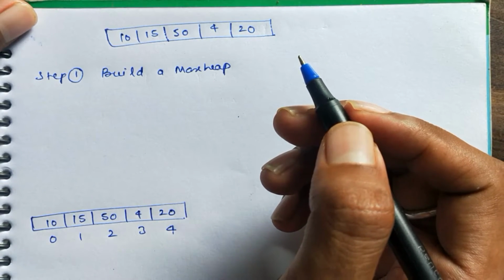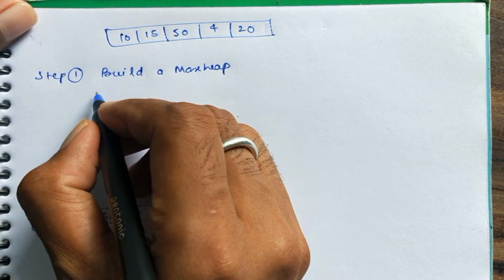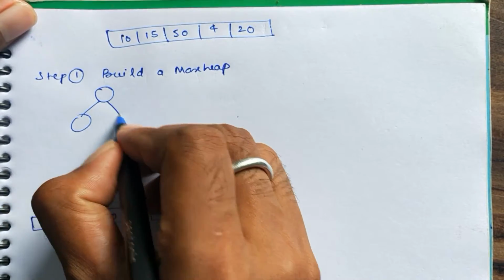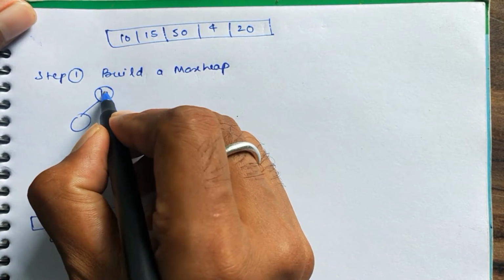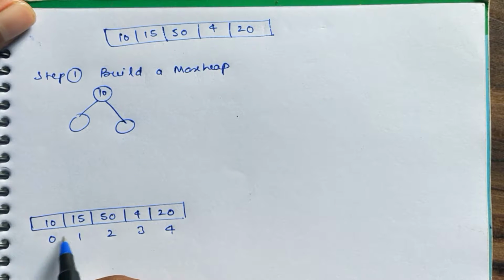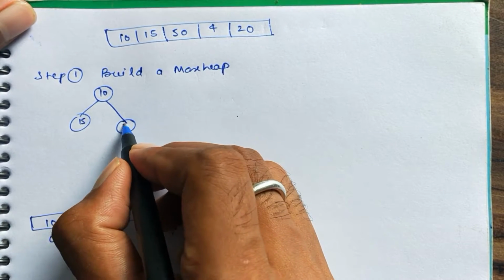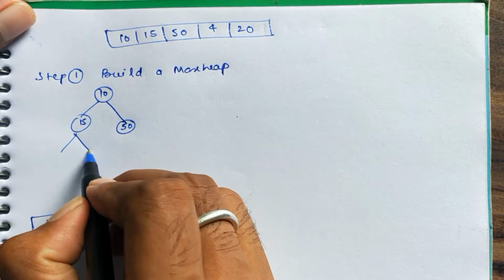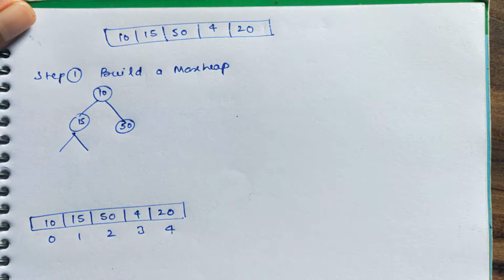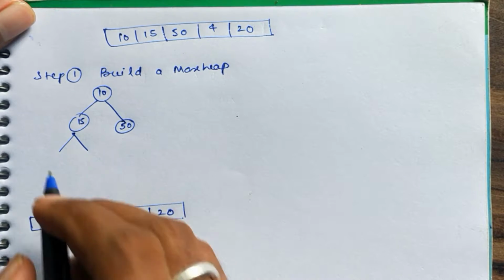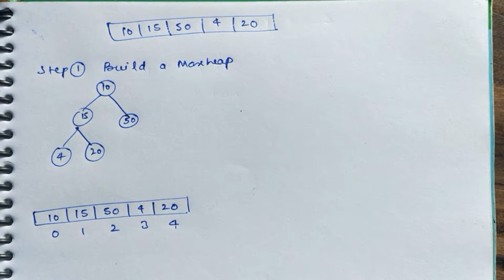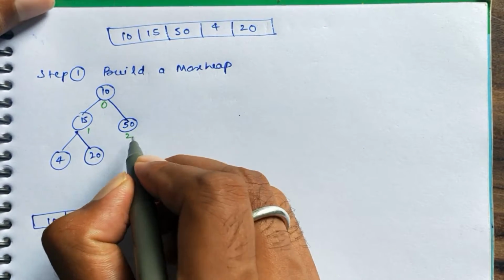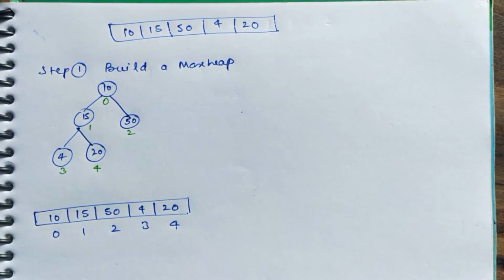First of all we will make a complete binary tree. It has 5 elements. We put the first element, then the next element, then the next, and then the further elements in the left node, that is after 50 we will put 4 and 20 here, node 4, node 20. Now let's mark the indexes: 0, 1, 2, 3, 4.